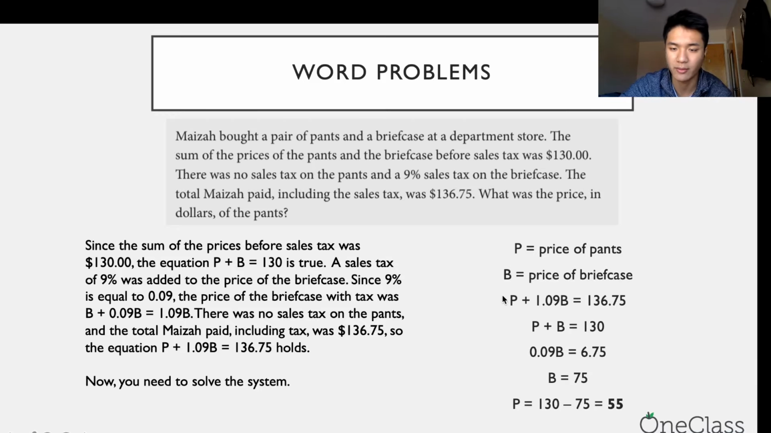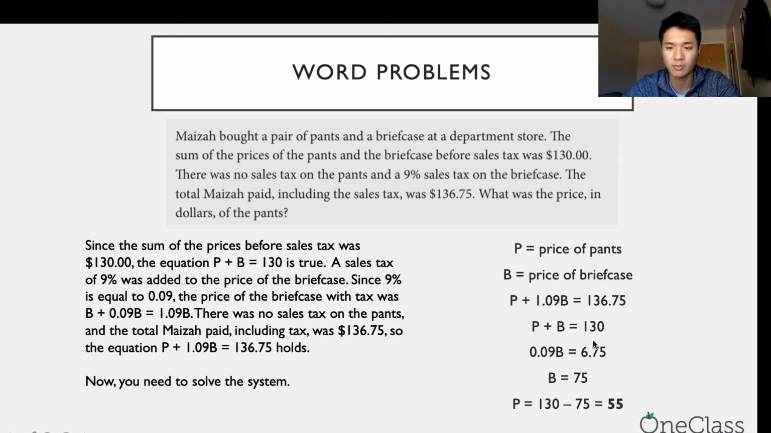Putting this together, our first equation is P plus 1.09B equals 136.75, and the second equation is P plus B equals 130. How do we go about solving this? Well, we can do substitution, we can do elimination.